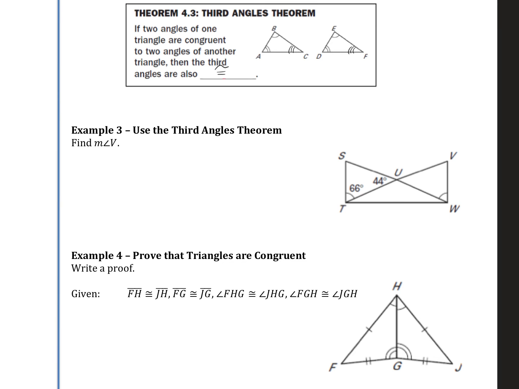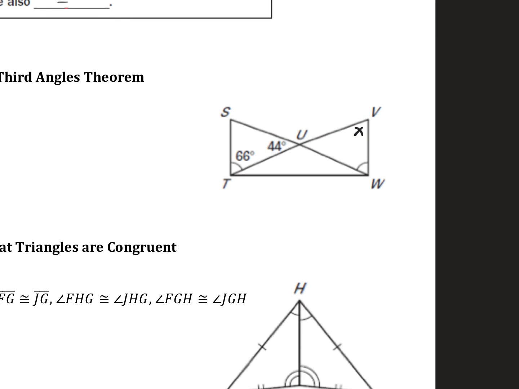It says find measure of angle V. We're going to call angle V X, actually, to make it a little bit easier here. Let's call that X. Okay? So we're going to work our way across this diagram here to find measure of angle V. So let's do what we know here. We know this arc means that this is 66. This is also going to be 66. Now what do we know about these two angles right here?